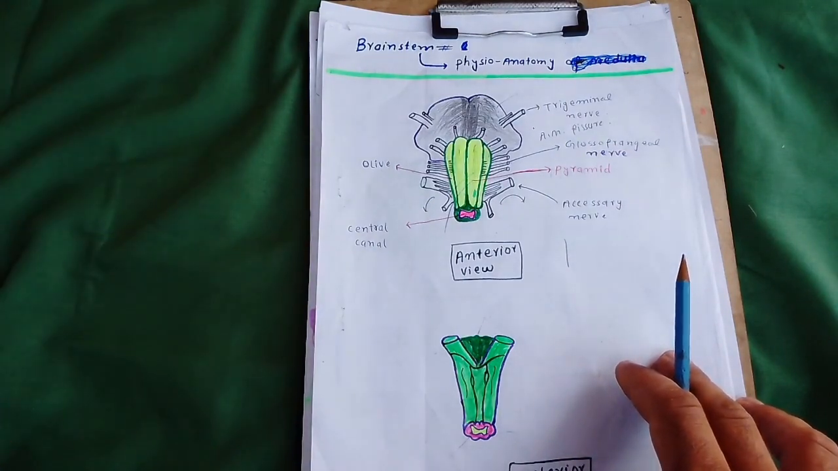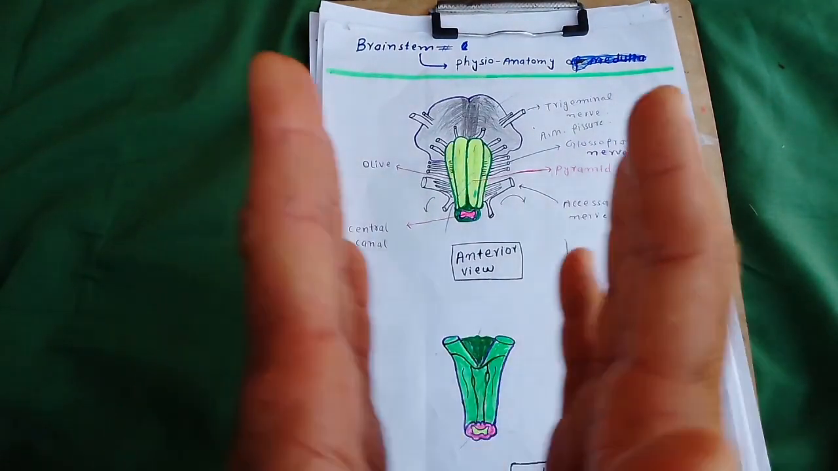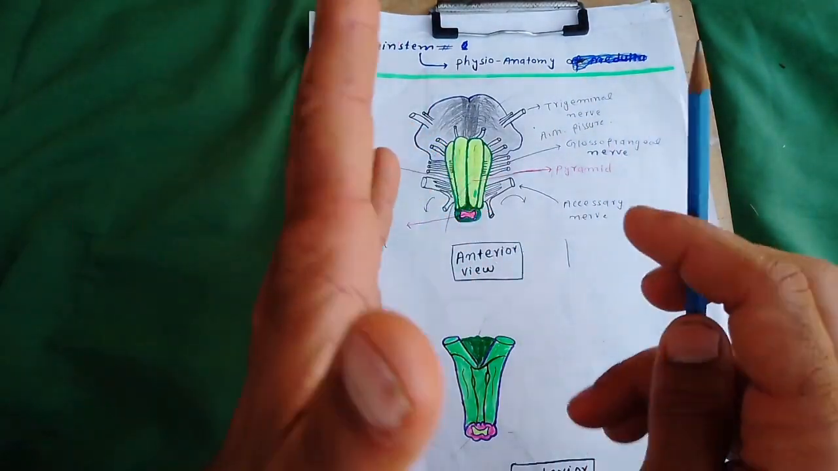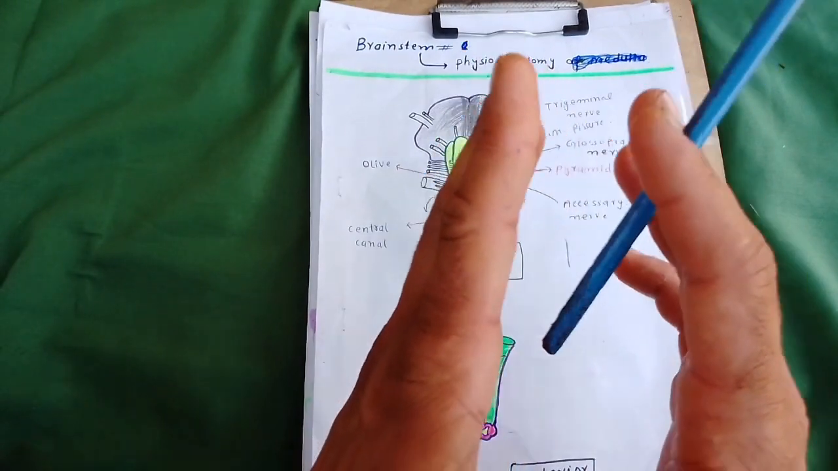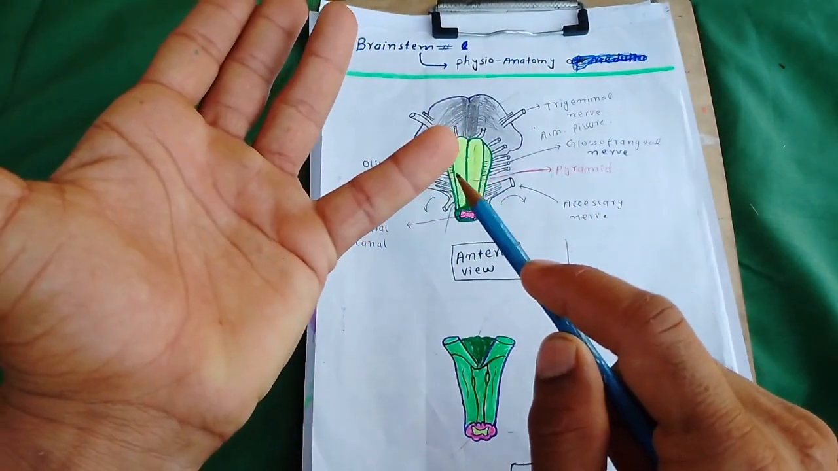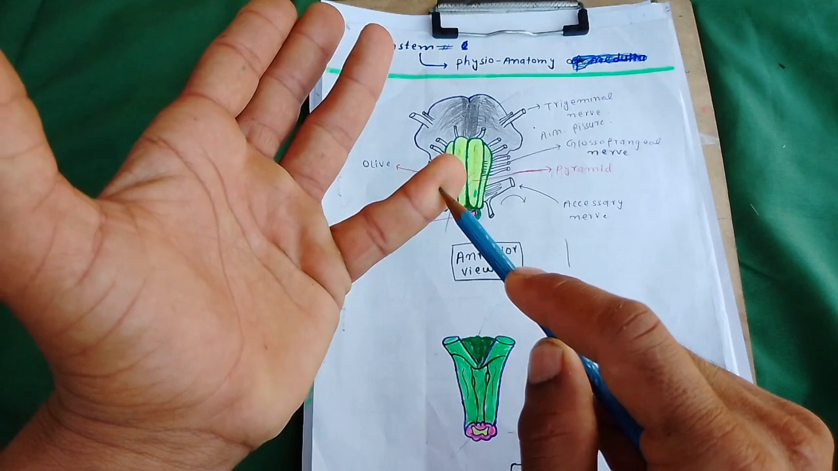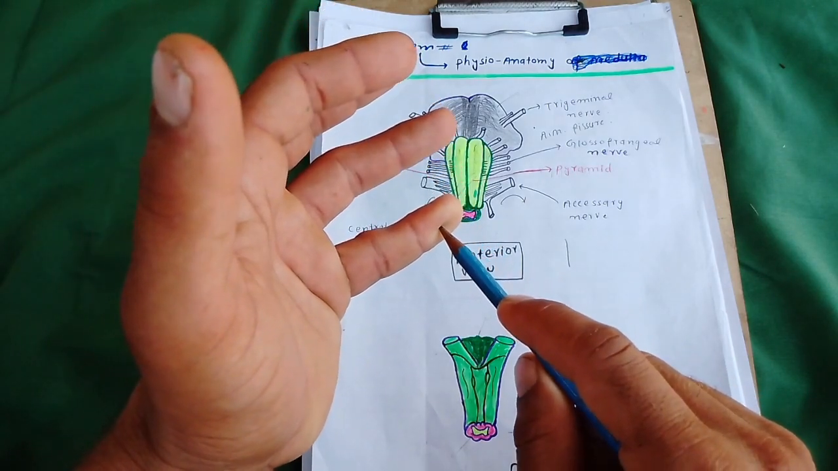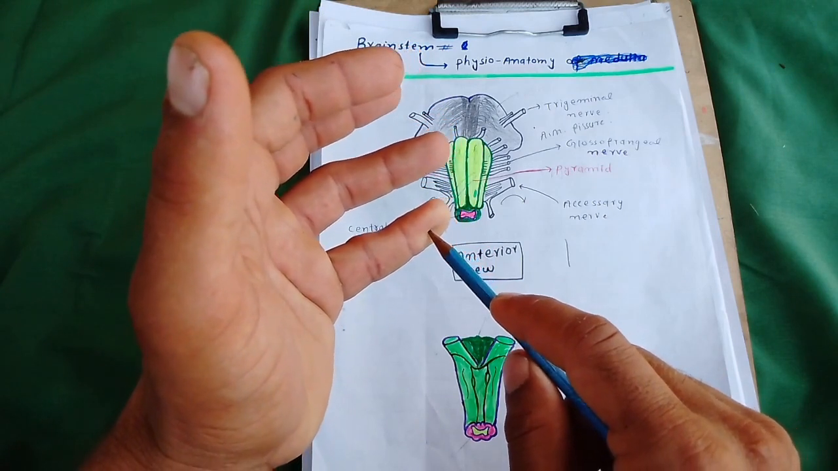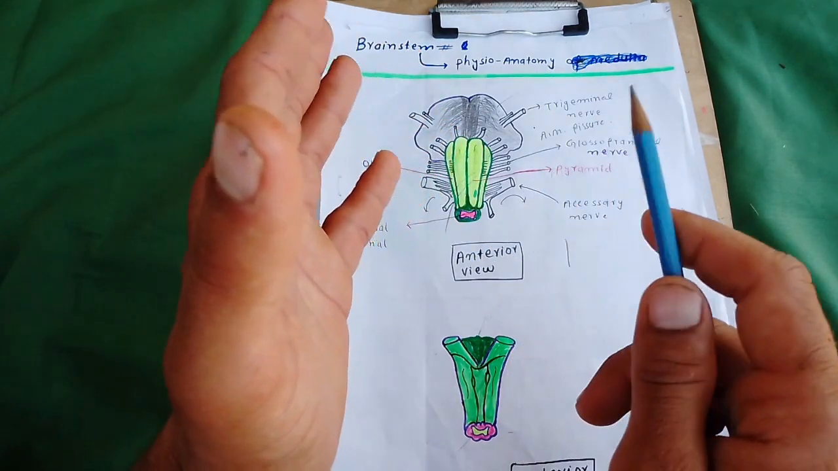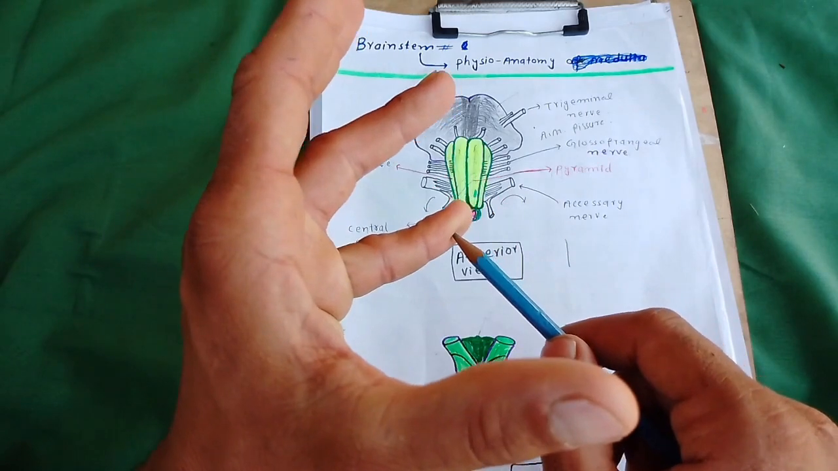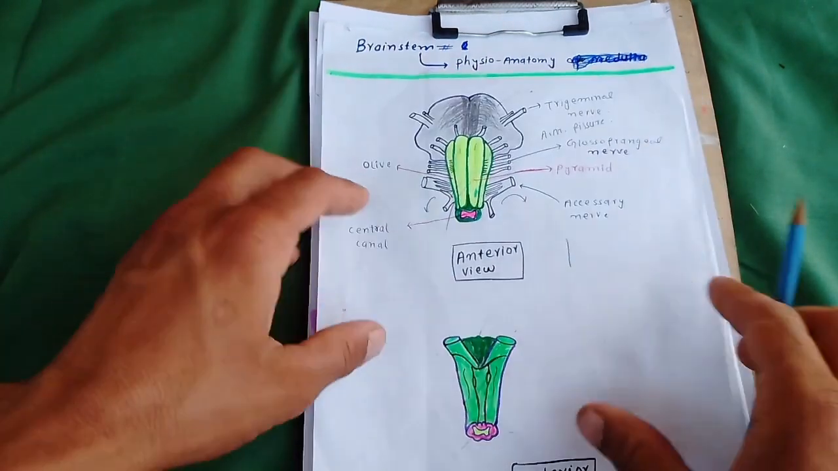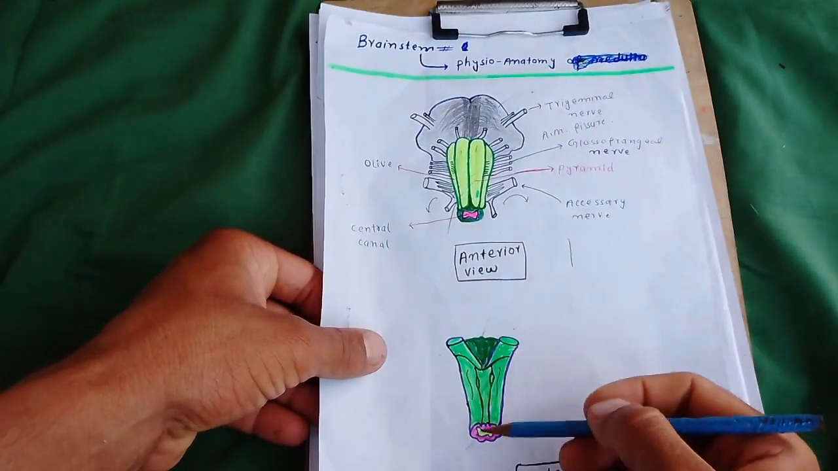Okay, the function of the medulla. The medulla controls involuntary reflexes, the involuntary actions of the body, mainly. Concentrate on this concept. About 99.99% of the involuntary action of the body is controlled by the medulla. Okay, so this is the posterior view of the medulla.